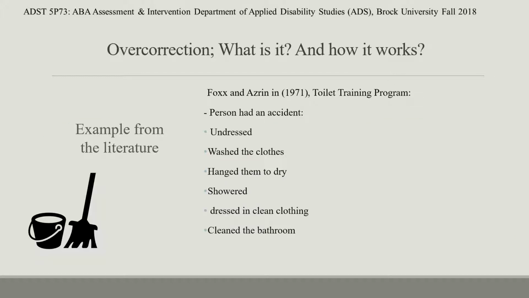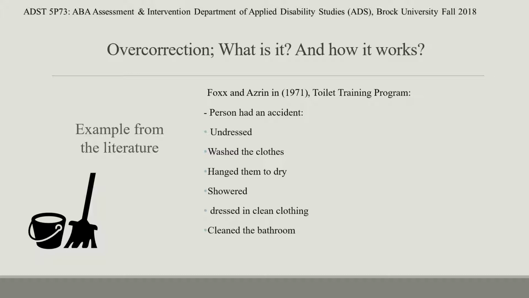Foxx and Azrin developed overcorrection as a method for decreasing disruptive and non-adaptive behaviors of adults with mental retardation in institutional settings, creating an intervention that combines both the suppressive effect of punishment and the educative effect of positive practice. Overcorrection is contingent on each occurrence of the problem behavior.